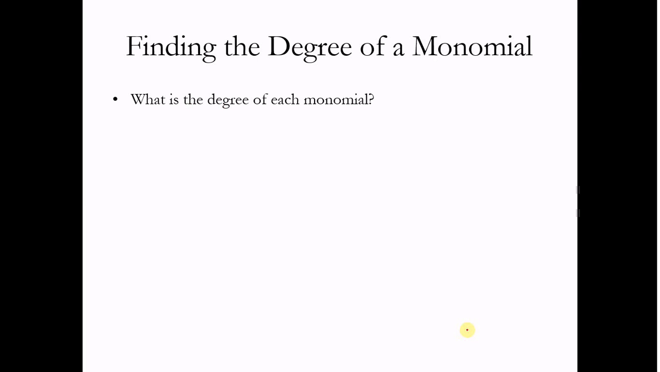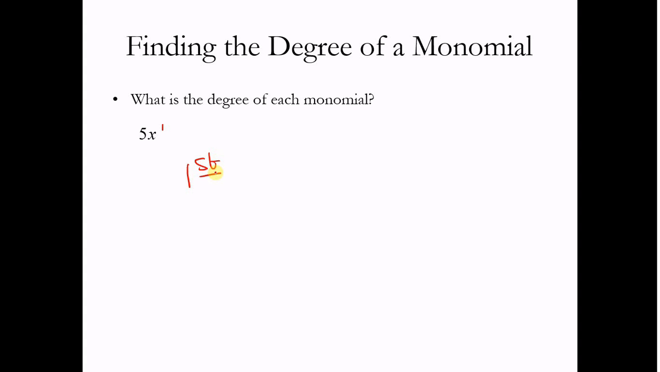Find the degree of a monomial. Now, these are a little harder. What you're going to want to do is figure out the degrees of all of the letters. So I have technically a 1 with this, so my degree is to the 1st.